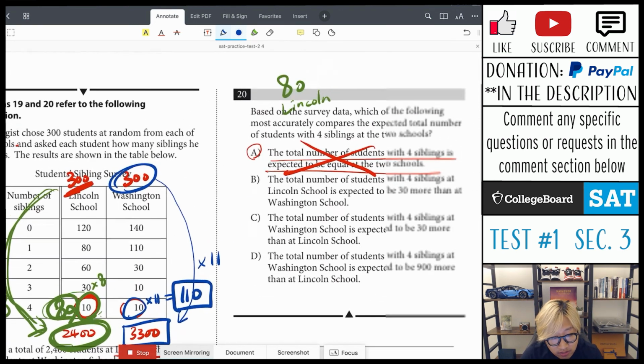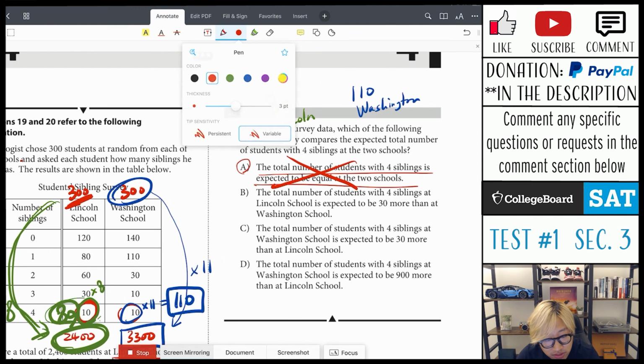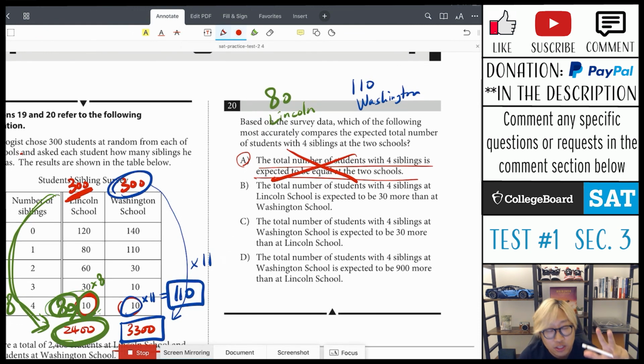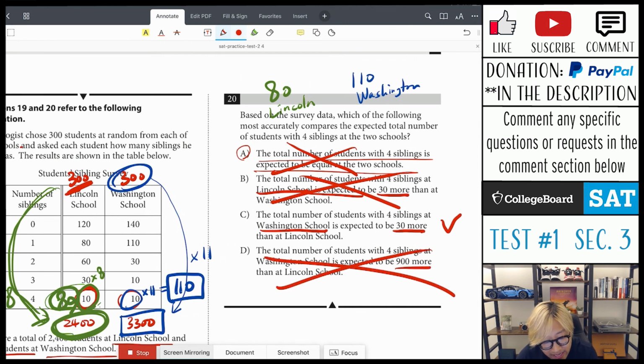So we are talking about 80 Lincoln versus 110 Washington. Compare these two: 80 Lincoln or 110 Washington. The difference is 30 more at Washington. The Washington is expected to be 30 more. Absolutely. Goodbye. It should be C.